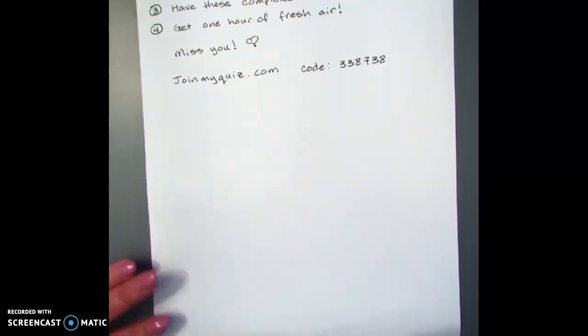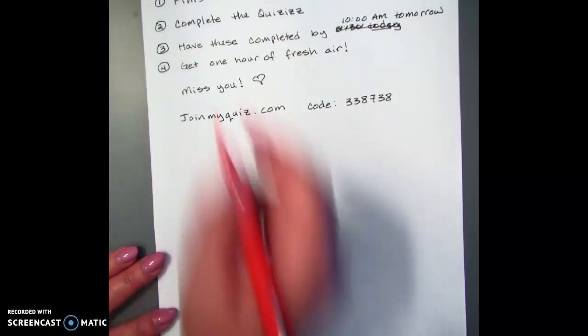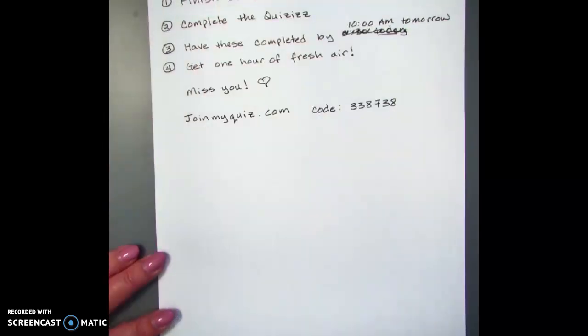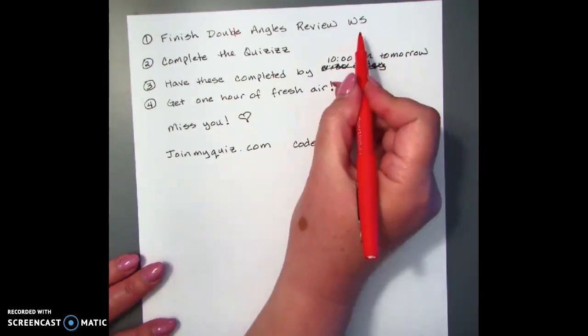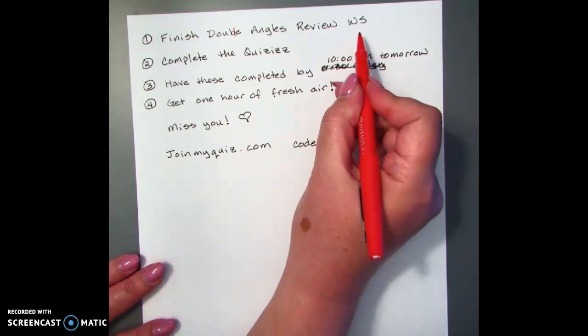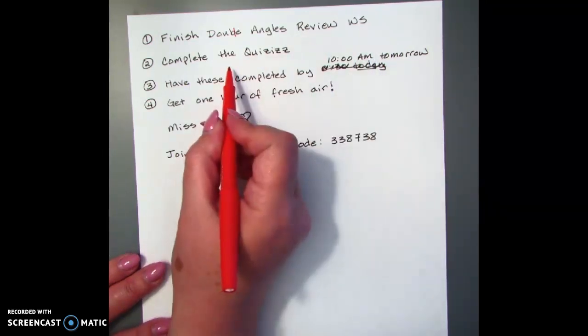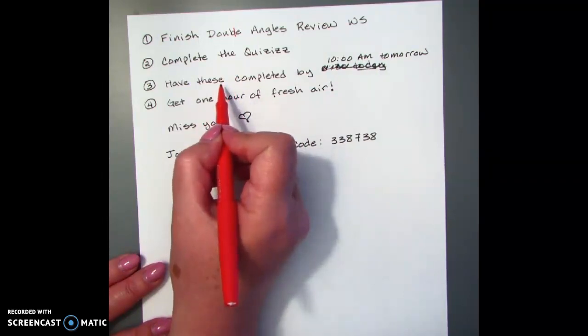All right, so here are my expectations for today. We're going to finish the double angle review worksheet. Some of you may have been working on that over the weekend, so if you already have that done, then that piece is finished. We're going to complete the quizzes that I just assigned this morning, and so this is going to be due by 10 a.m. tomorrow morning. Gave you one extra day on that.